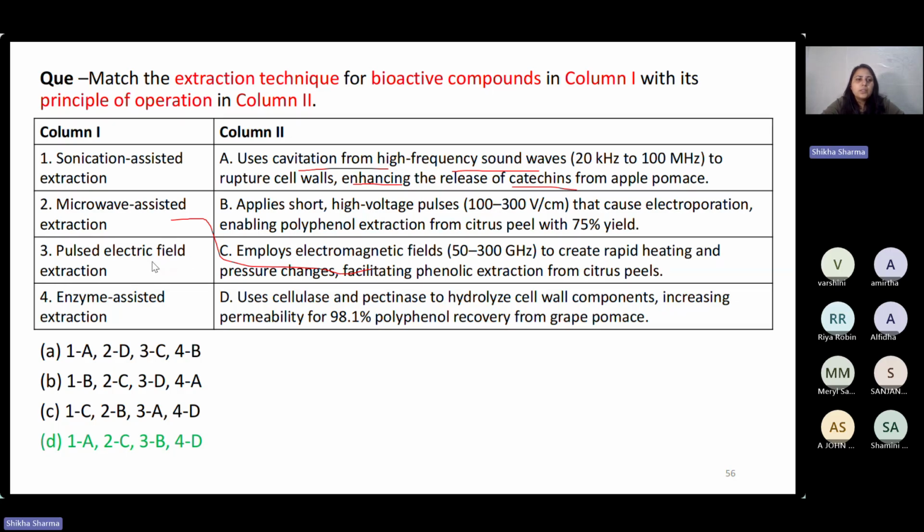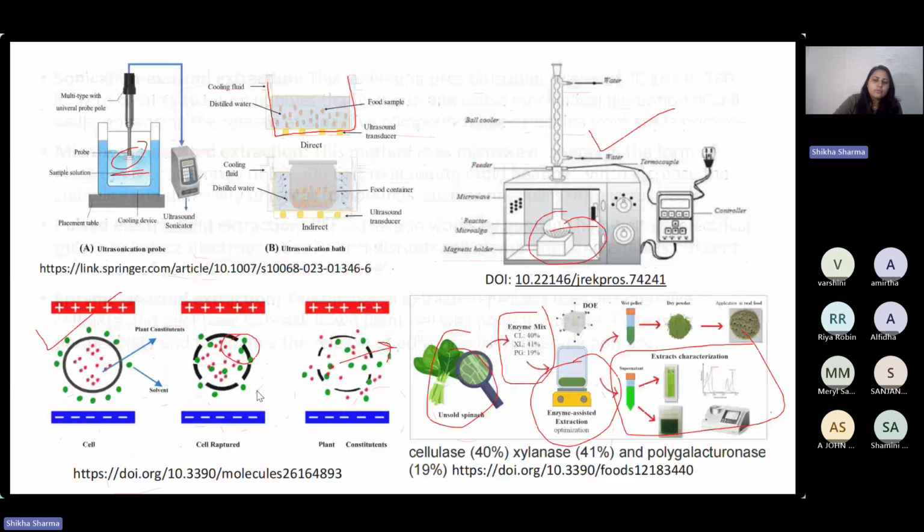Then pulse electric field extraction applies short, high voltage pulses around 100 to 300 watt per centimeter that cause electroporation and enable the polyphenol extraction from citrus peel with 75% yield. And fourth is enzyme assisted extraction. It uses cellulase and pectinase to hydrolyze the cell wall components, which increases the permeability for 98.1% of the polyphenols recovery from the grape pomace. So here answer D is correct.